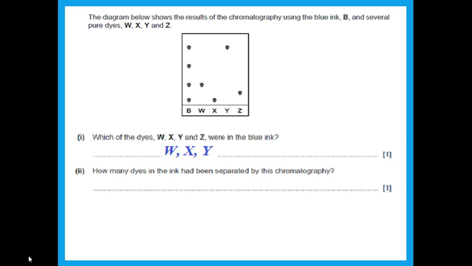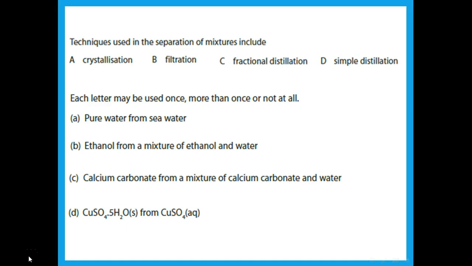How many dyes in the ink had been separated by this chromatography? B. How many spots did it give? It gave 4. That means it has 4 dyes. Okay. Techniques used in separation of mixtures include crystallization, filtration, fractional distillation, simple distillation. Now, each letter may be used once, more than once, or not at all.